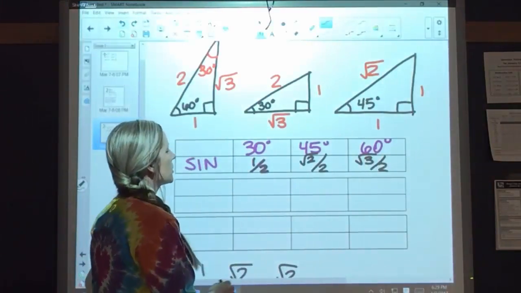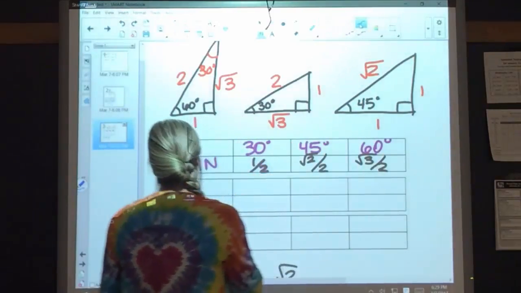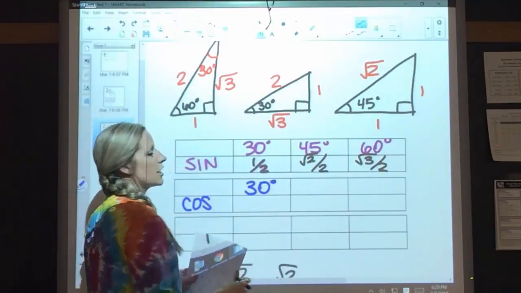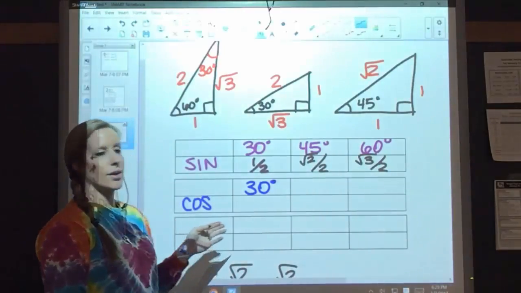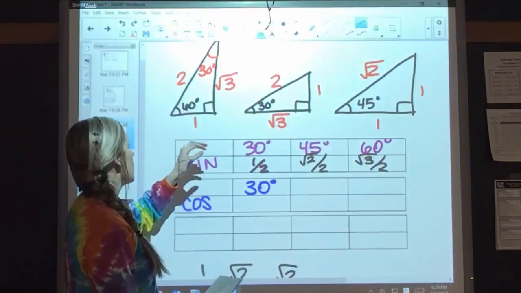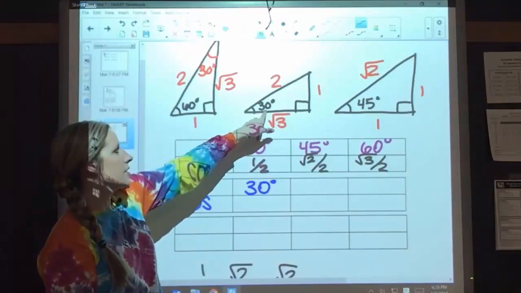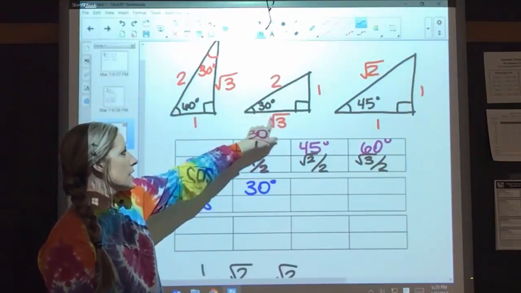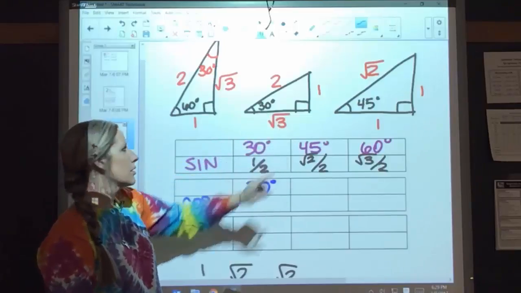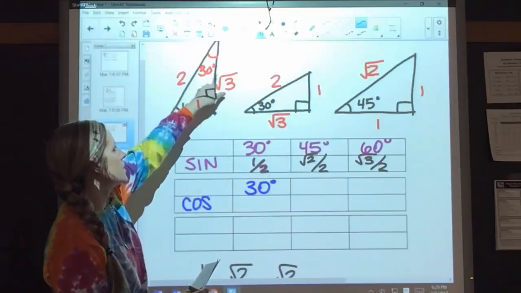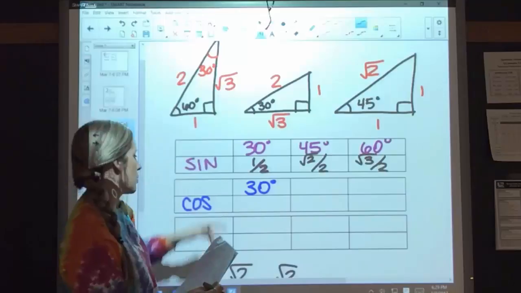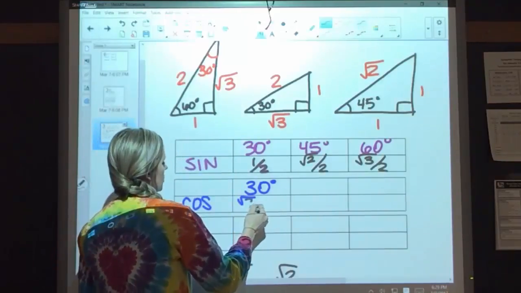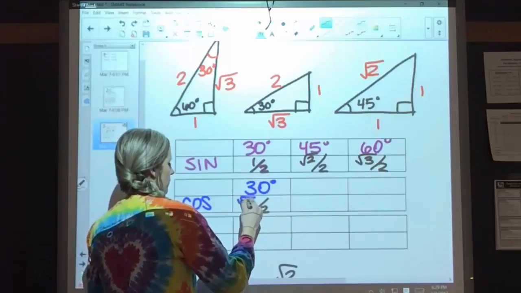Okay, and then we're going to do cosine. So cosine of 30 degrees is going to be, cosine is adjacent over hypotenuse. So the side adjacent to the 30 degrees would be the square root of 3. We want the side right next to that angle. Here, for 30 degrees, the side next to that angle would be the square root of 3, over the hypotenuse, which is 2.